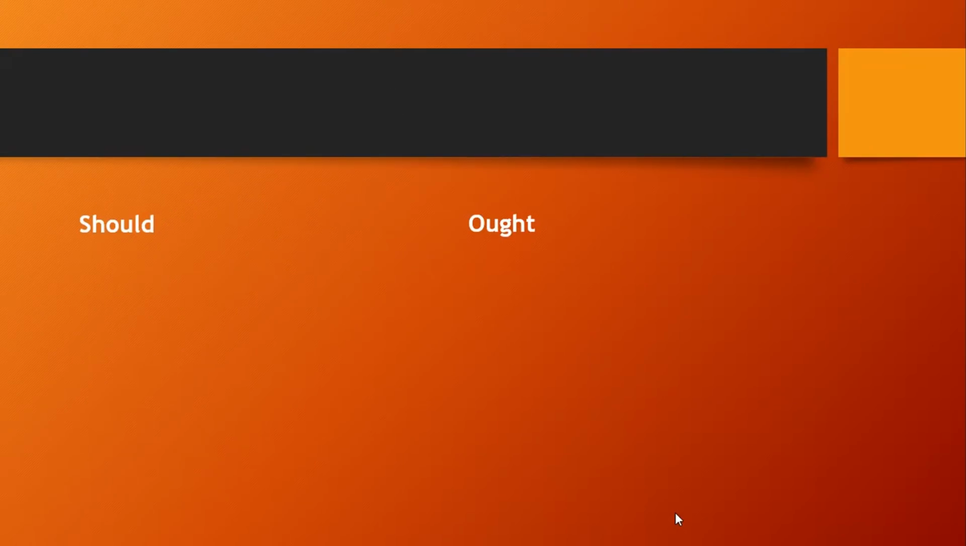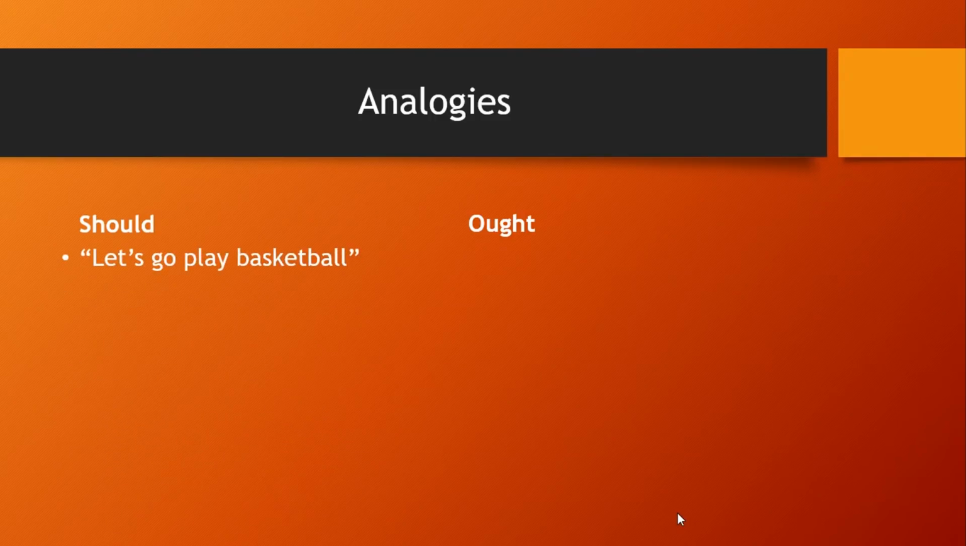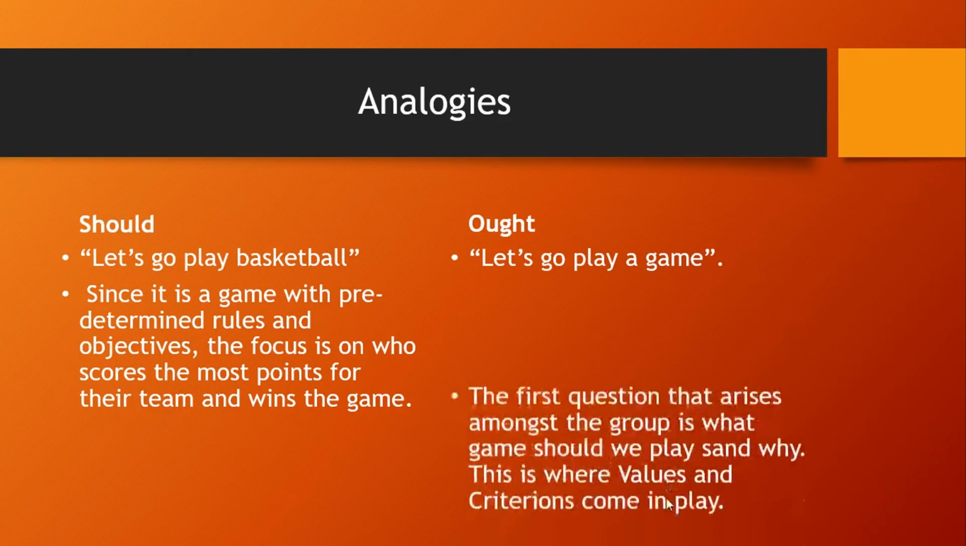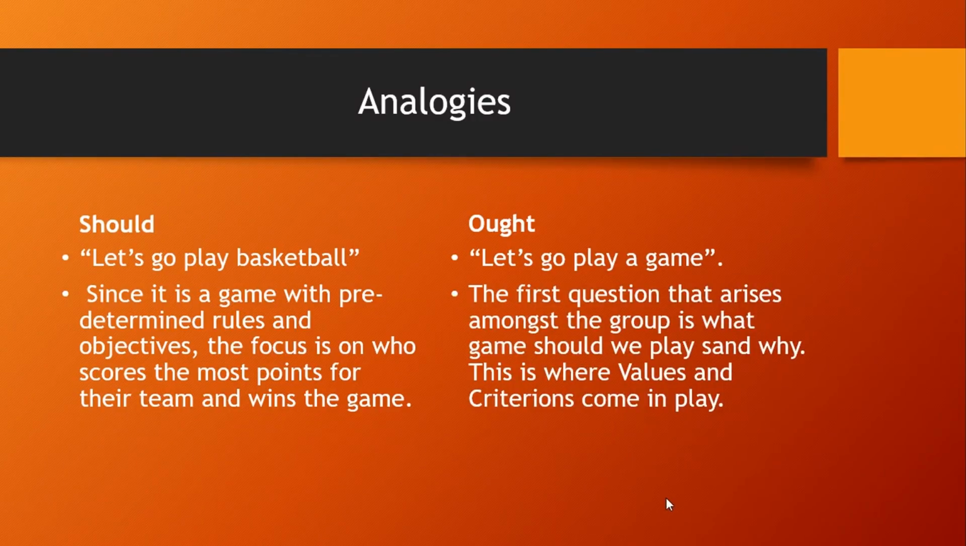To use another analogy for how ought versus should would work, it's like saying to a group of people, let's all play basketball. Since it's a game with predetermined rules and objectives, the focus is on who scores the most points for their team and wins the game. An ought debate is more like saying, let's go play a game to a group of people. So the first question that arises is, what game should we play? And this is where value and criterion really come into play. And here's the crux of where you start with your value criterion.